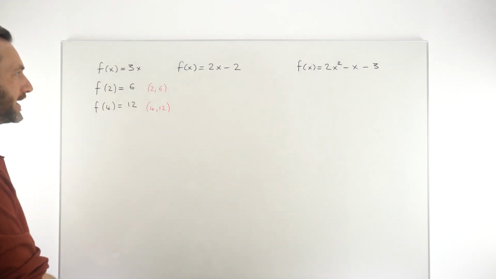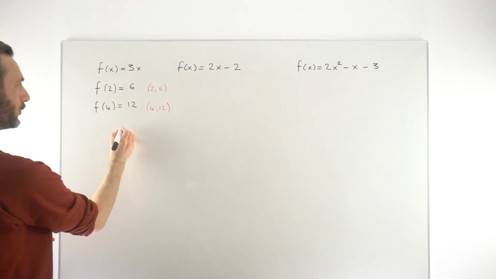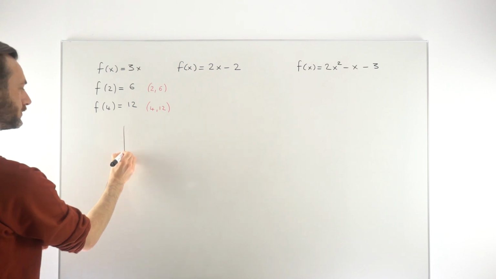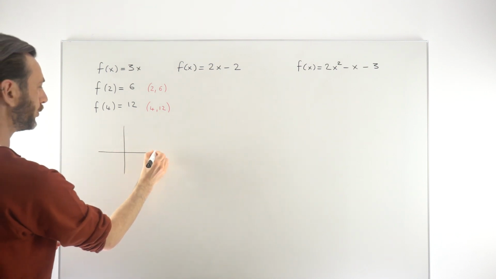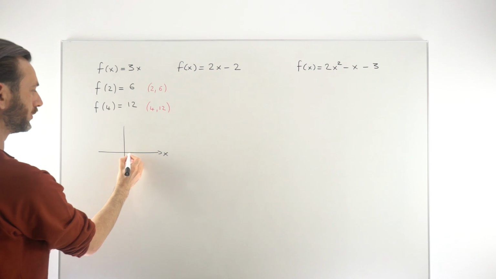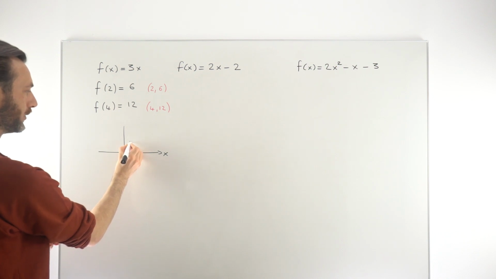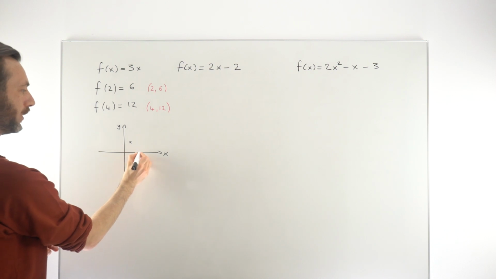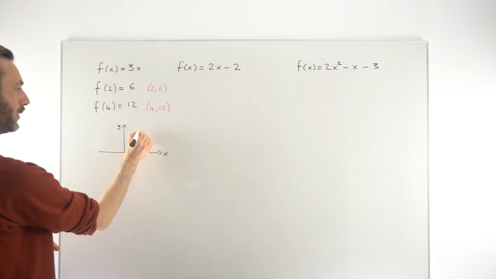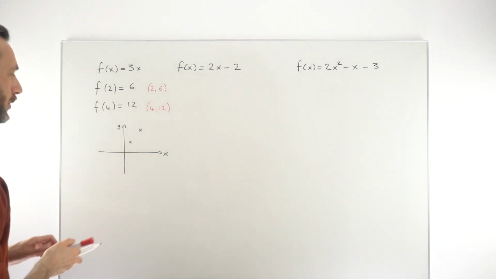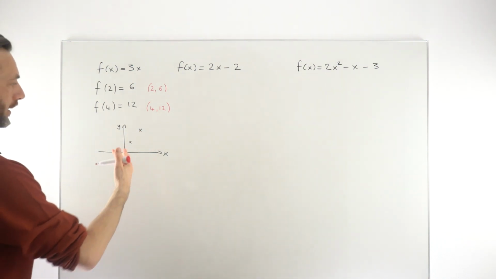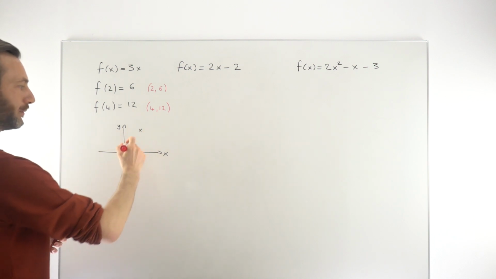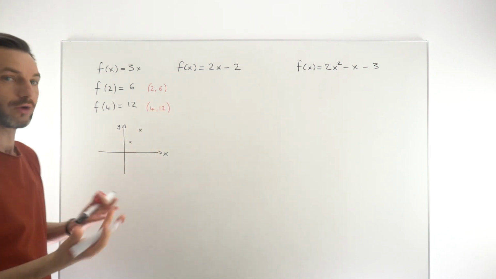If we were to go ahead and actually plot those points, we've got the first point at 2, 6, so 2 along, 6 up. Let's just imagine that's going to be roughly there. And then the second point at 4, 12, so 4 along and then twice as high, so 12 up. That's going to be there. And then if we were to carry on and get more points, we could basically build up the graph of that function.